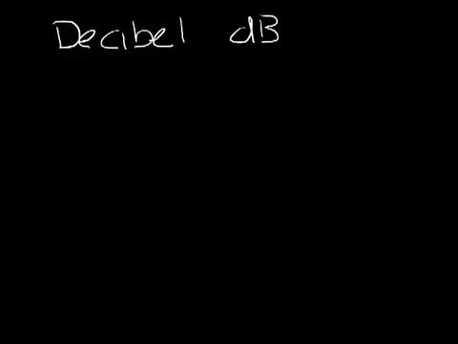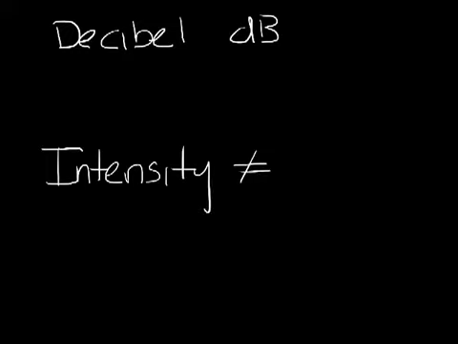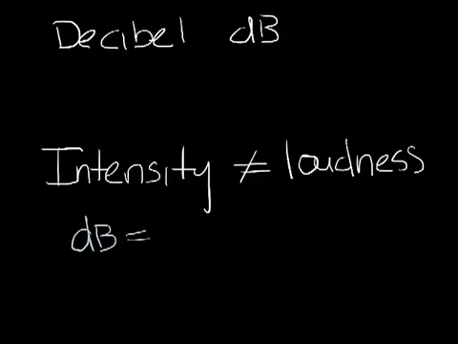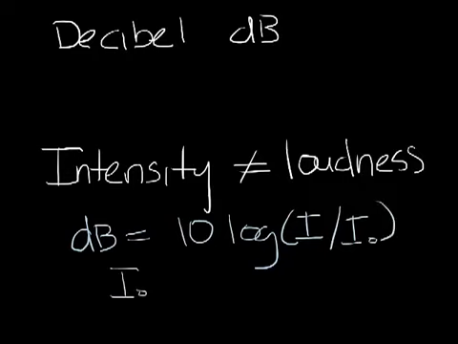The intensity of a sound is different from the loudness of the sound as perceived by our ears. The perceived loudness of a sound is not proportional to the intensity of the sound. It's more like it's proportional to the log of the intensity. So that's where the decibel comes in. The decibel is a simple way to compare the loudness of two sounds. Technically, the decibel equals 10 log of the intensity divided by the reference intensity, where I-zero, the reference intensity, is 10 to the negative 12 watts per meter squared.